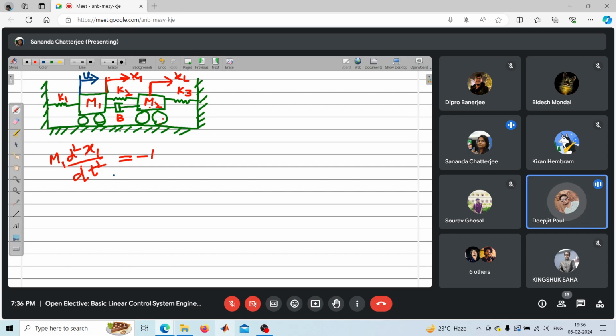Equal to minus k into x1 minus x2. I'll write it. Actually, this is very slow. Okay, this is k1 x1 minus k2 x2. Oh, okay, sorry. Minus k2 into x1 minus x2. Yes, yes.